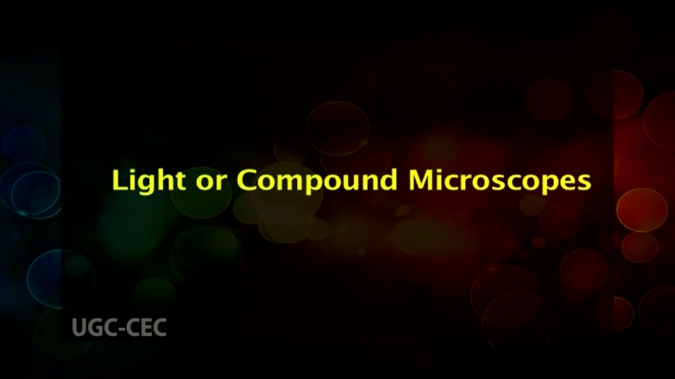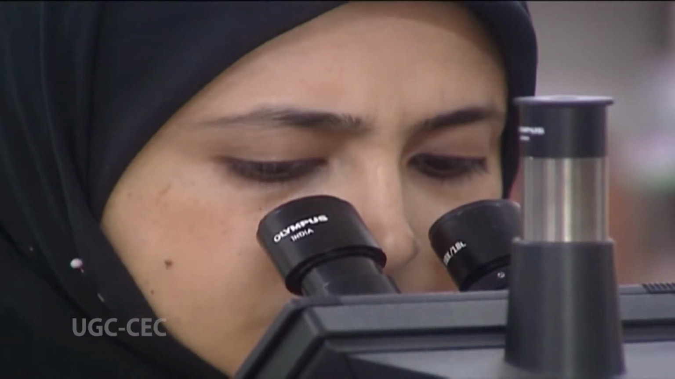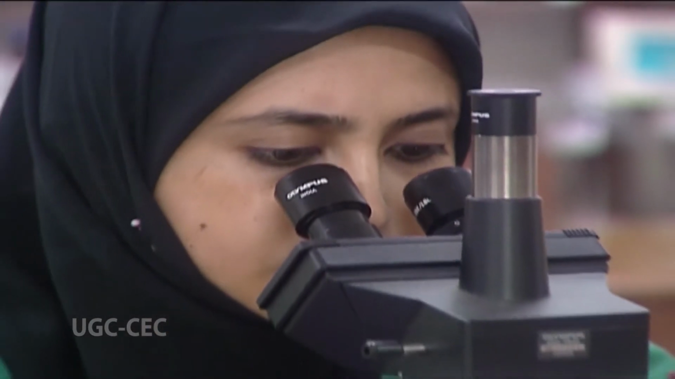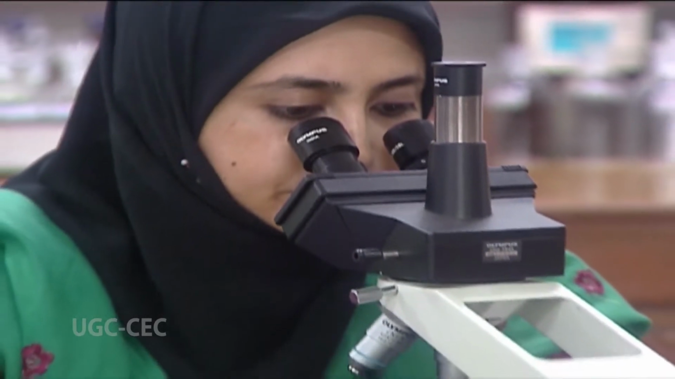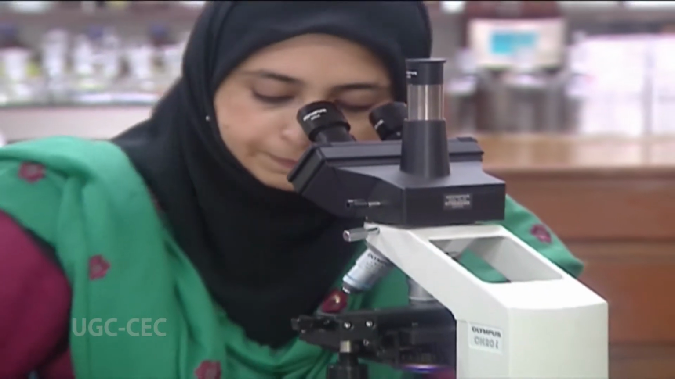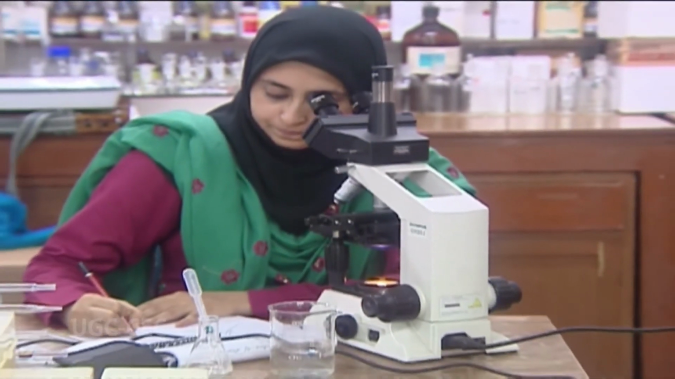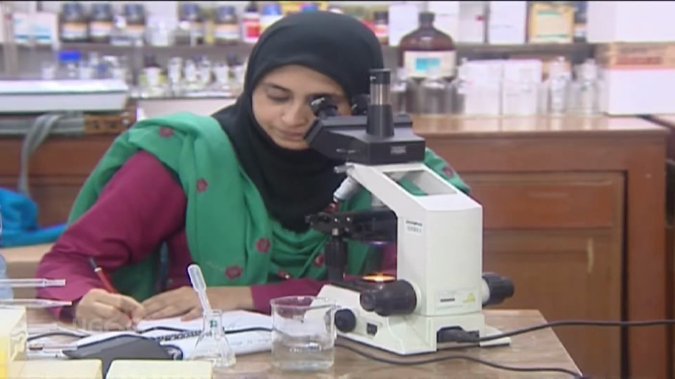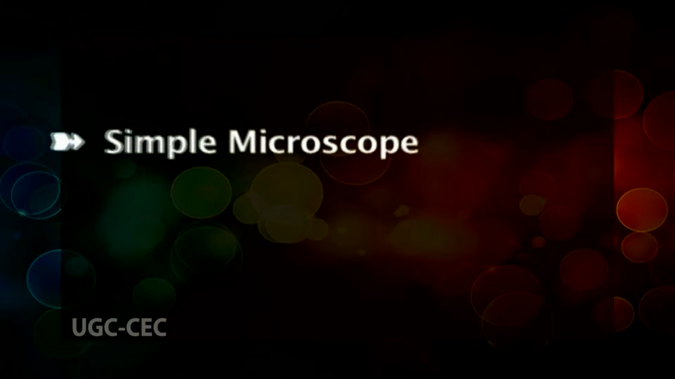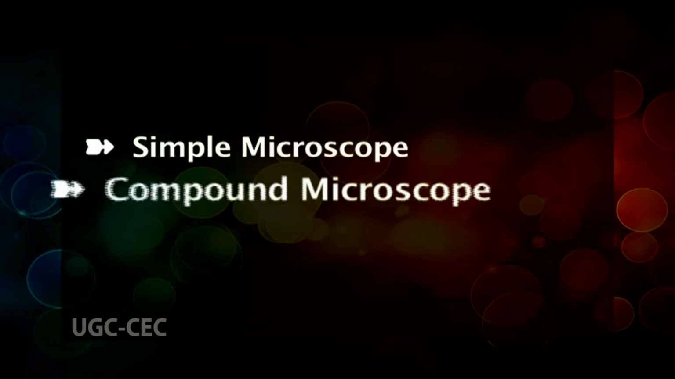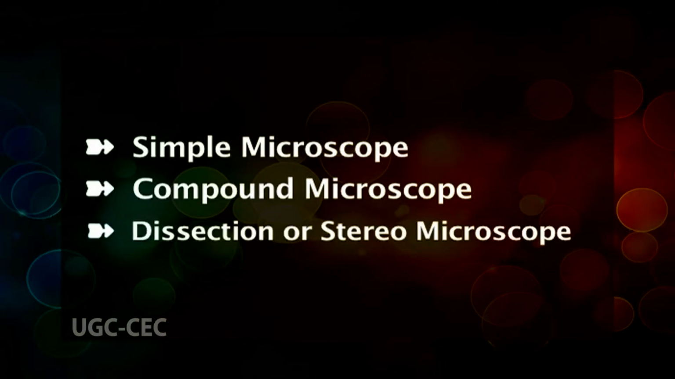Now, let us discuss some major types of microscopes and their uses. First is light or compound microscopes. These types of microscopes are based on a simple principle of light and lens. A light source illuminates the object while the lens magnifies it so that it can be visible to the human eye for the purpose of studying or evaluating. Under this category are the simple microscope, compound microscope, and the stereo microscope.